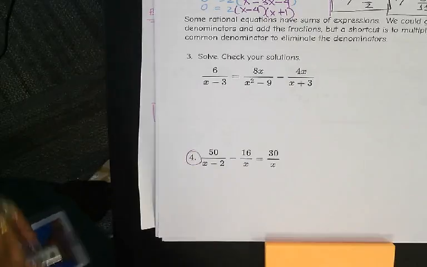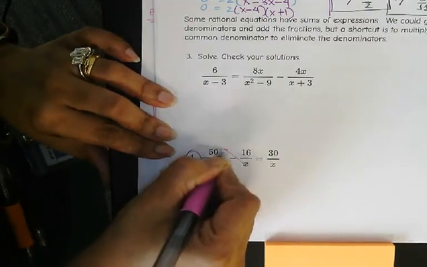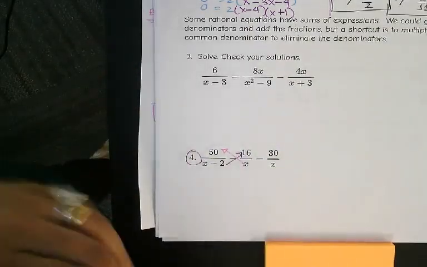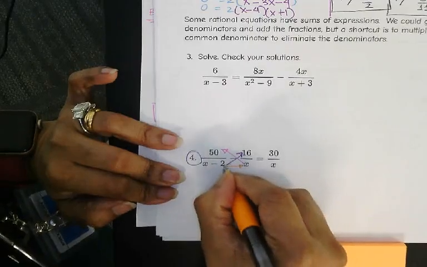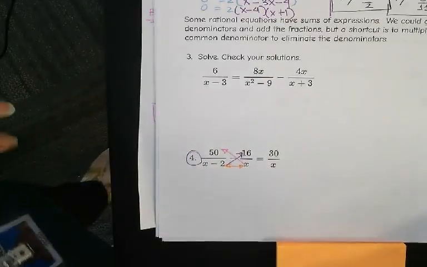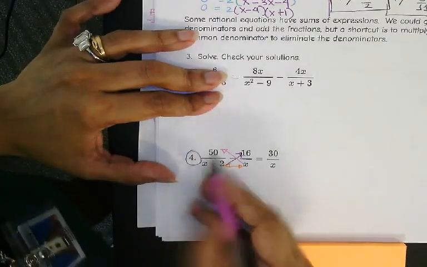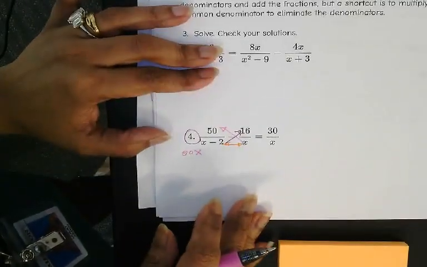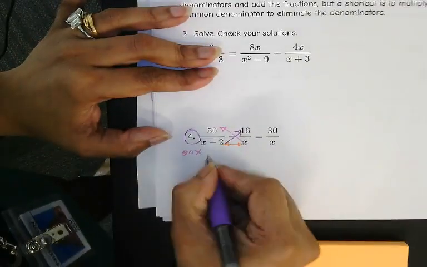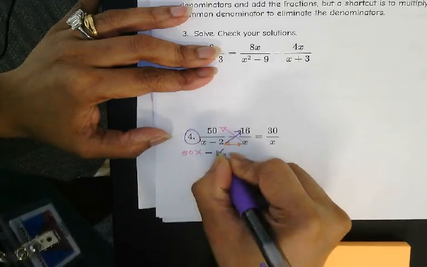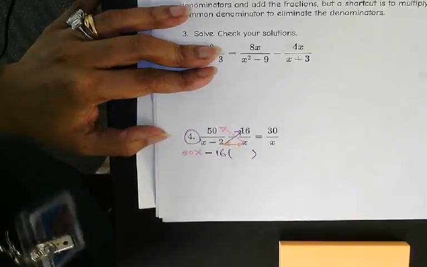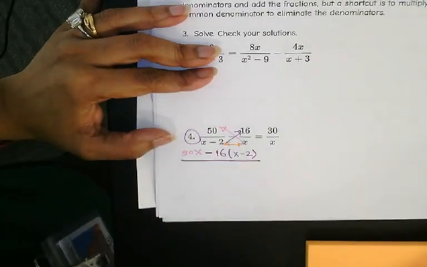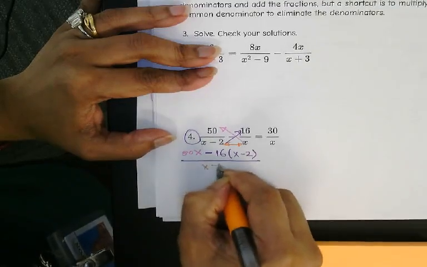So what we're going to do here, we're going to multiply this with this one, this with this one, and the denominator with the denominator. Okay, let's work on it. So 50 times x is going to be 50x, and then minus 16. Don't forget, you have to keep it in a parenthesis. So x minus 2 over x minus 2 times x.